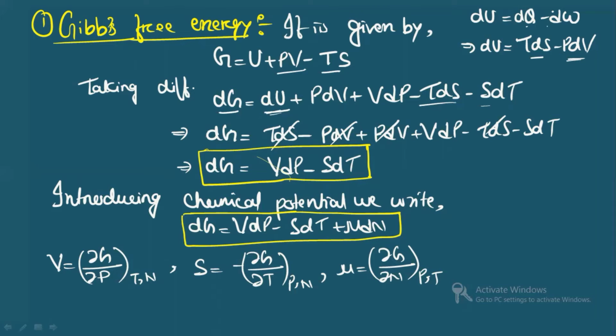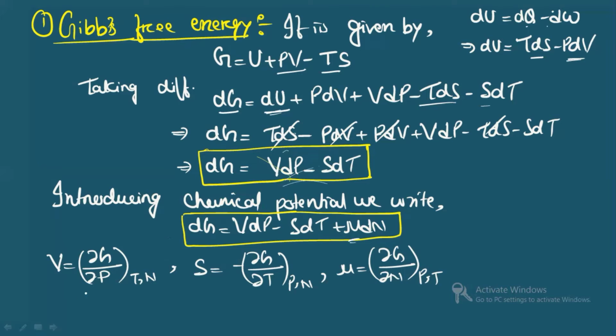When you substitute this value of dU here, you can write dG equals TdS minus PdV plus the rest of the terms as they are. This TdS will cancel with the negative TdS, and PdV will cancel with the negative PdV. And you can write dG equals VdP minus SdT. Now when you write this equation in terms of chemical potential, then you can write dG equals VdP minus SdT plus mu dN. Mu is the chemical potential here.